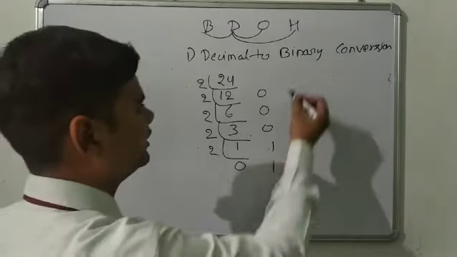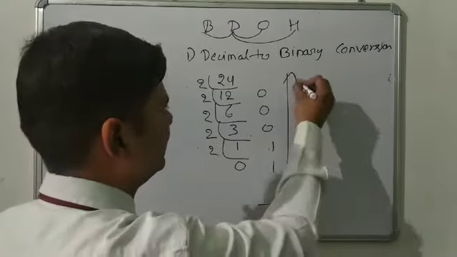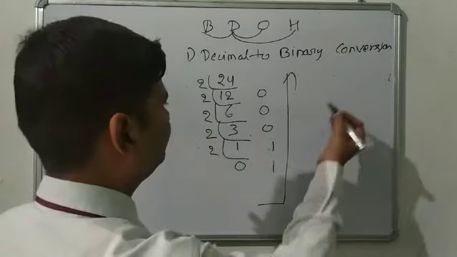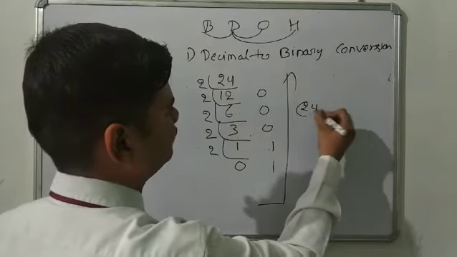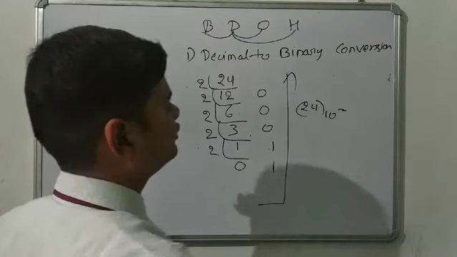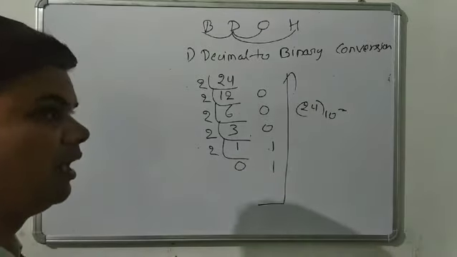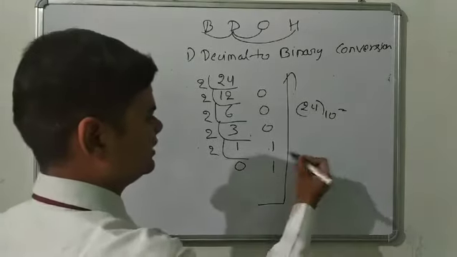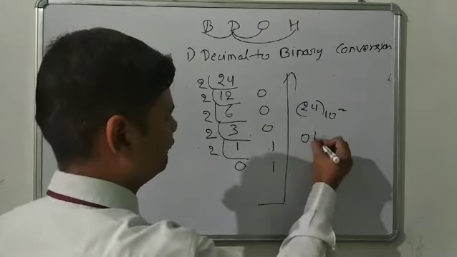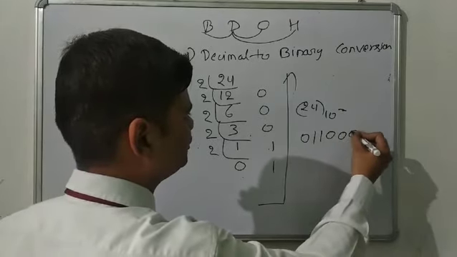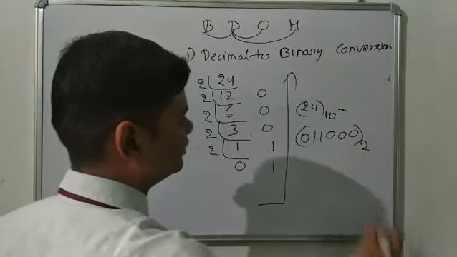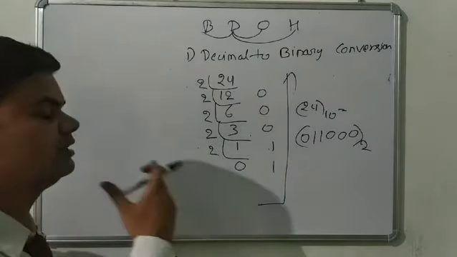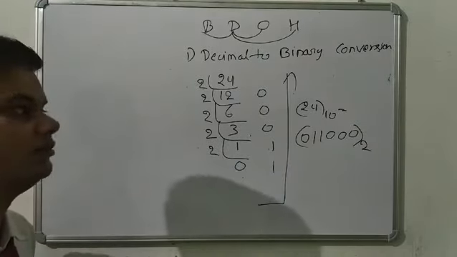Now we write down the remainders from bottom to up. So we write 24 with base 10, because this is the decimal number system, and when we convert decimal into the binary number system, the answer is 011000, and we write base 2. So this is the method from which we convert a decimal number into the binary number system.